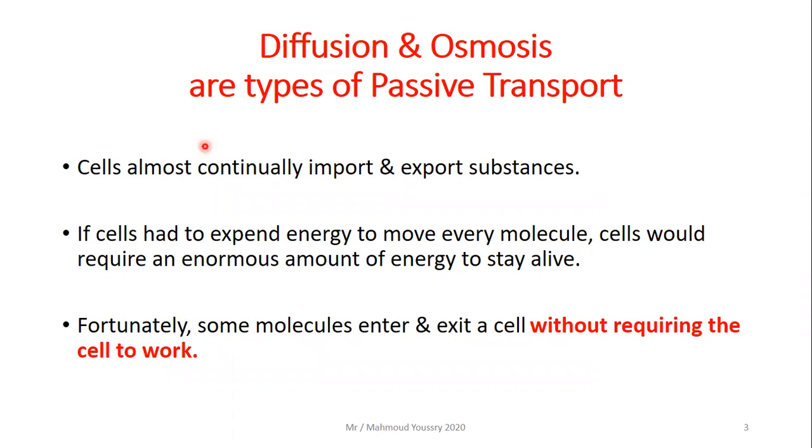Okay, let's start. Diffusion and osmosis are types of passive transport. Cells almost continually get substances in and out of the cell, import and export substances. If a cell had to expend energy to move every molecule, this would be exhausting to the cell. Cells would require an enormous amount of energy to stay alive. Fortunately, some molecules enter and exit a cell without requiring the cell to do work or to expend energy.